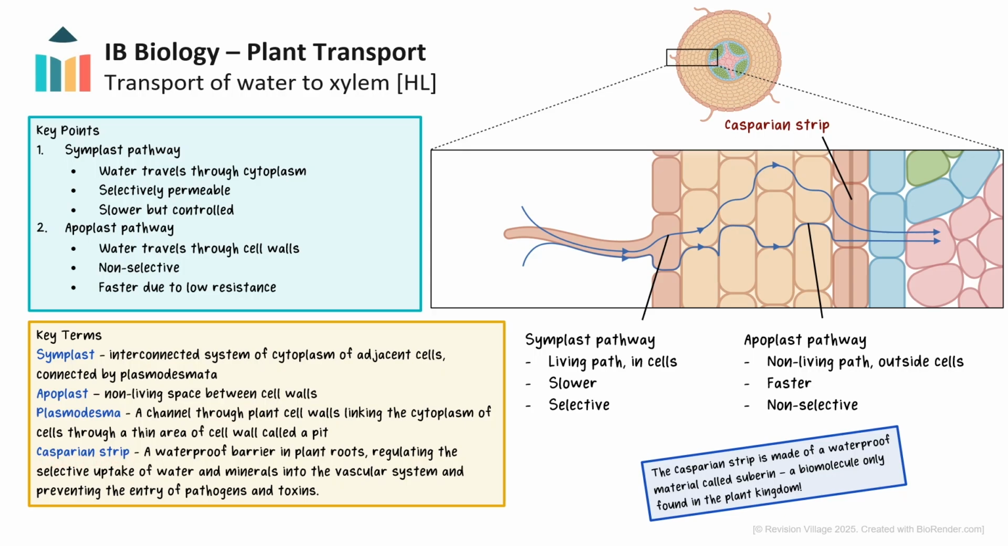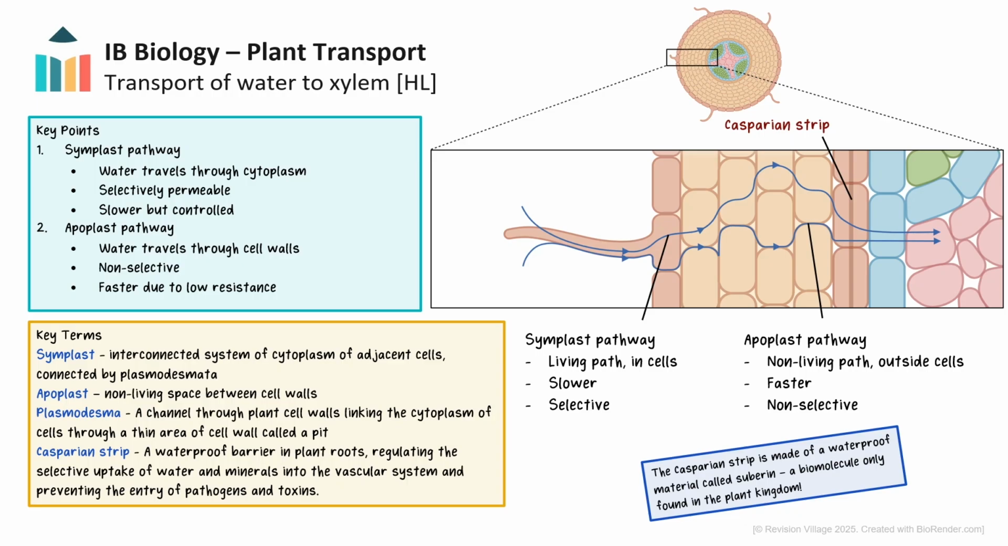The Casparian strip is crucial for efficient water and nutrient transport in plants, as it helps to prevent the unregulated influx of water and minerals into the central vascular cylinder in the root. The strip also protects the plant from potentially harmful substances in the soil. After water and minerals reach the xylem through the symplast and apoplast pathways in the root, they are ready to be transported upward through the plant.